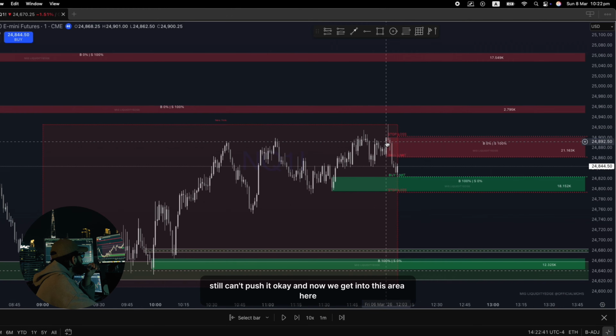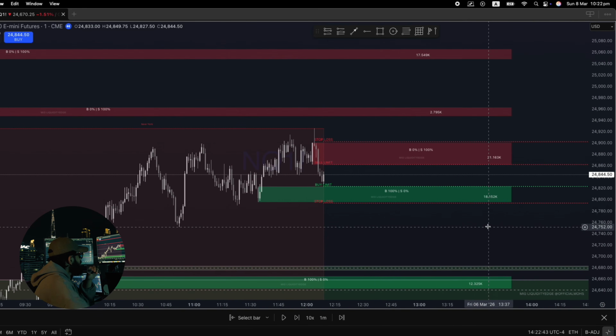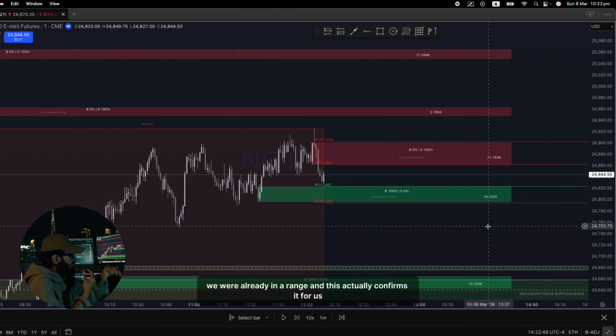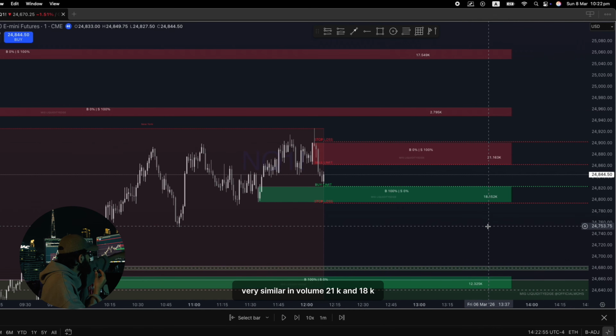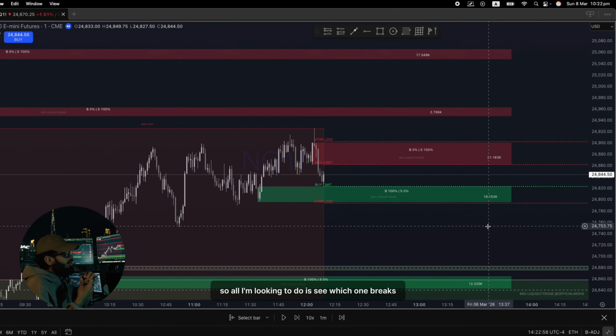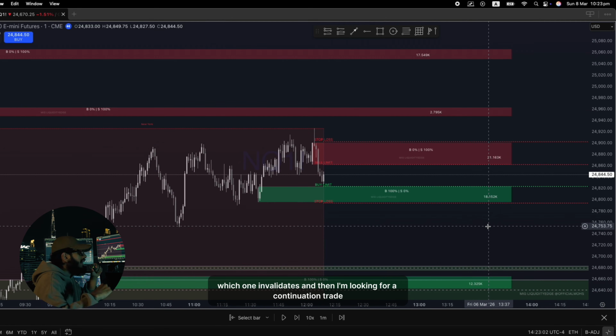Okay, and now we get into this area here. 2 zones have been created. As I said, we were already in a range, and this actually confirms it for us. 2 zones were created, and very, very close to each other. Very similar in volume, 21K and 18K. So all I'm looking to do is see which one breaks, which one invalidates, and then I'm looking for a continuation trade.